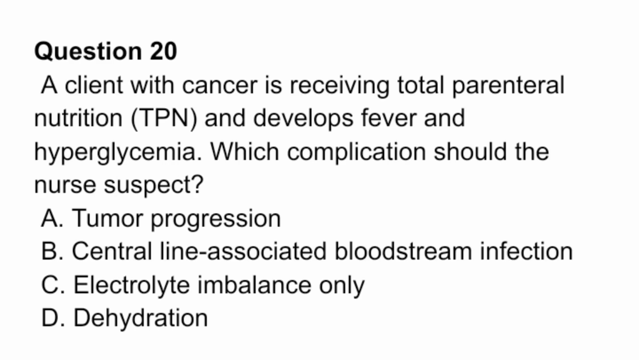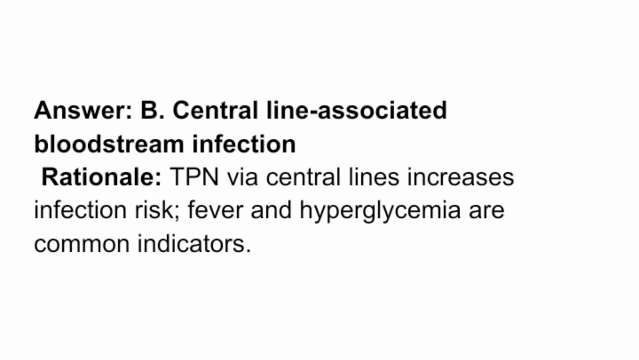Question 20. A client with cancer is receiving total parenteral nutrition, TPN, and develops fever and hyperglycemia. Which complication should the nurse suspect? A. Tumor progression. B. Central line associated bloodstream infection. C. Electrolyte imbalance only. D. Dehydration. Answer B. Central line associated bloodstream infection.